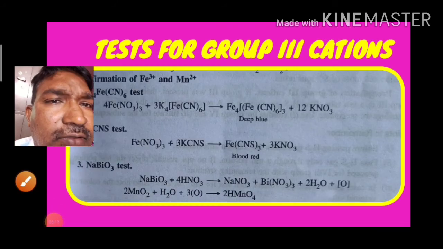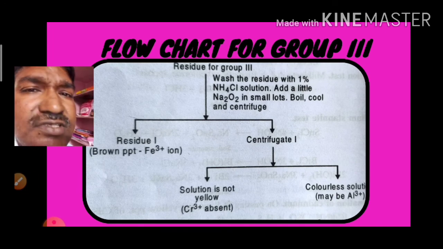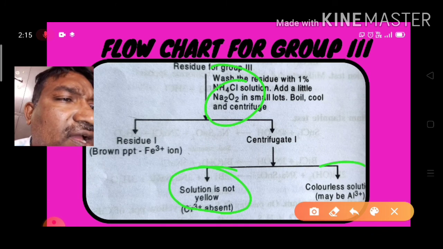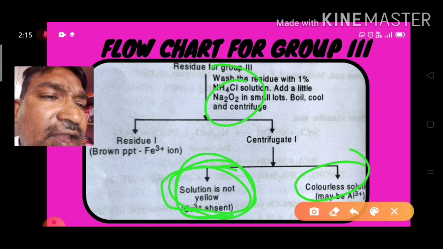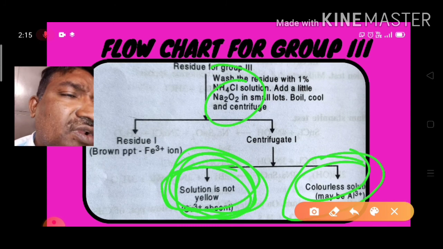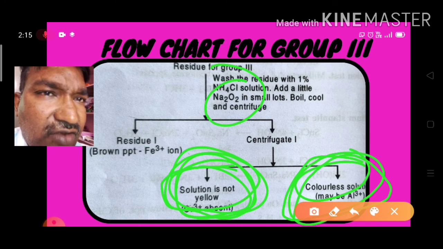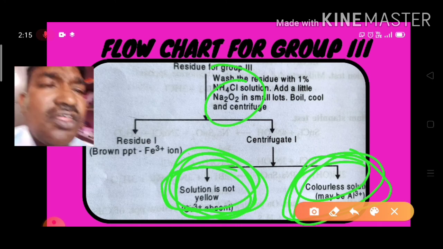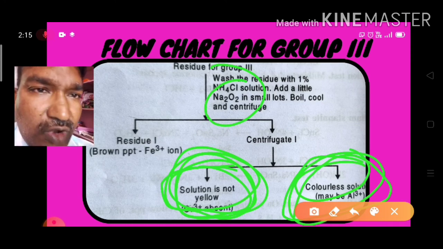Okay, look here. When sodium peroxide is added, we may get yellow color or we may get a colorless solution. The formation of yellow color solution indicates the presence of Cr+3 ions, and a colorless solution indicates the presence of Al+3 ions. So three choices are there when sodium peroxide is added: we may get brown color precipitate, otherwise we may get a clear solution, or we may get a yellow color solution.